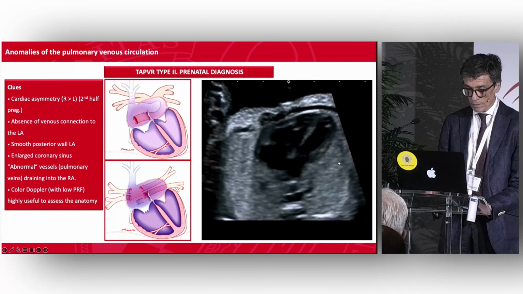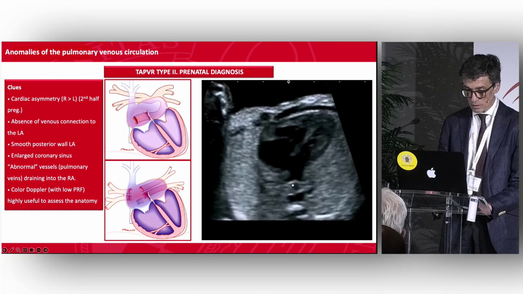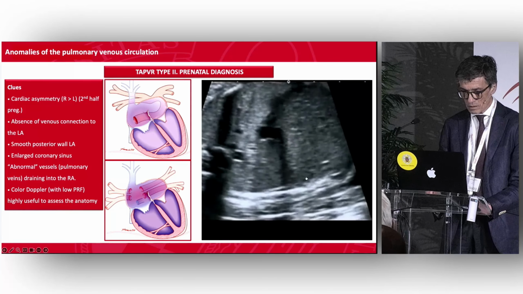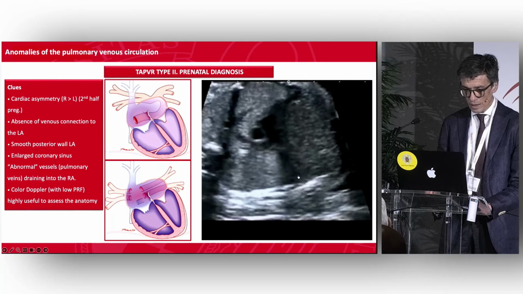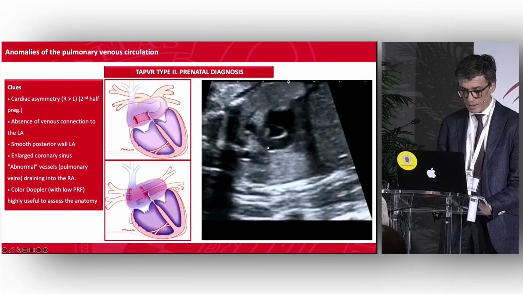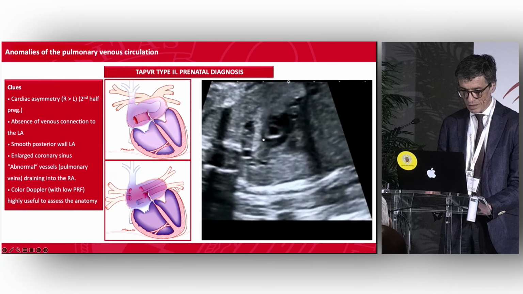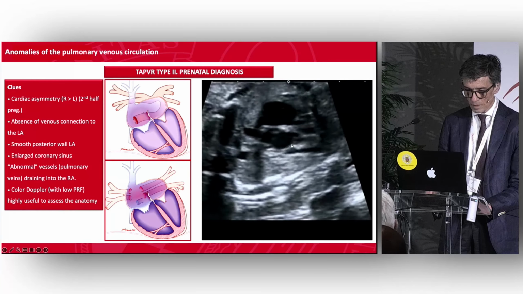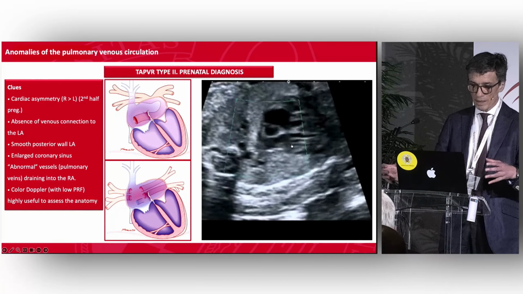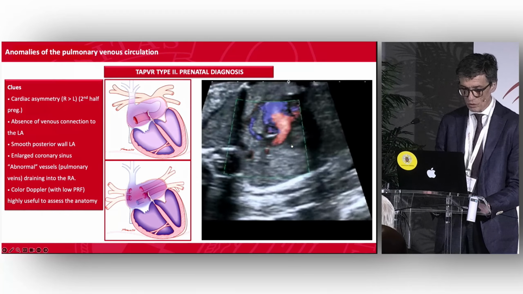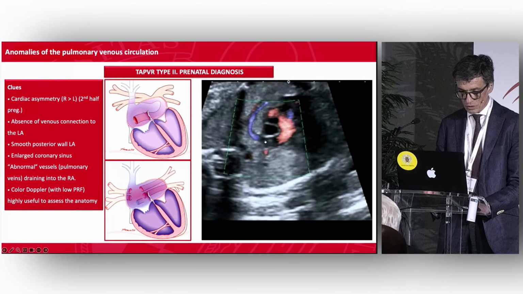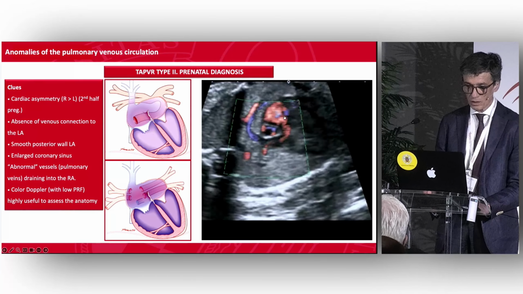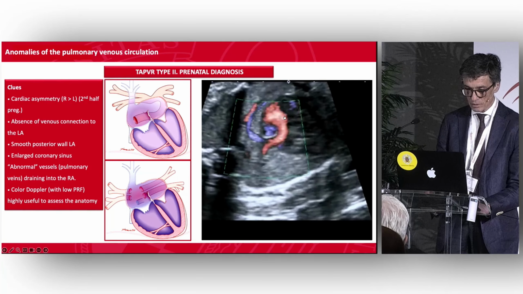You have here a 4-chamber view with a right heart dominance. There is an abnormal appearance of the connection of the pulmonary veins with the left atrium. And in another plane, we may see that they are connected with the coronary sinus. They are not draining separately in the left atrium. This is the connection of the 4 pulmonary veins into the coronary sinus, and then going to the right atrium.